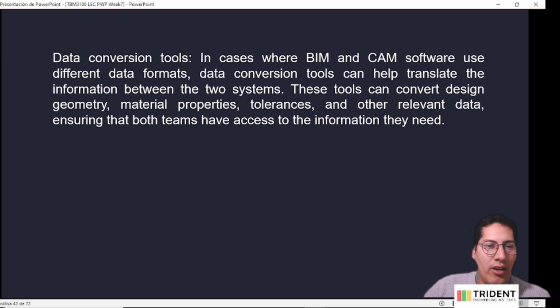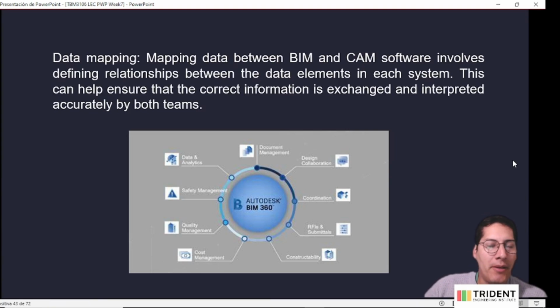There are also data conversion tools in cases where BIM and CAM software have different data formats. Data conversion tools can help to translate the information between these two systems. And these tools can convert design, geometry, material properties, tolerances, and other relevant data, ensuring that both teams have access to the information needed. We also have the data mapping.